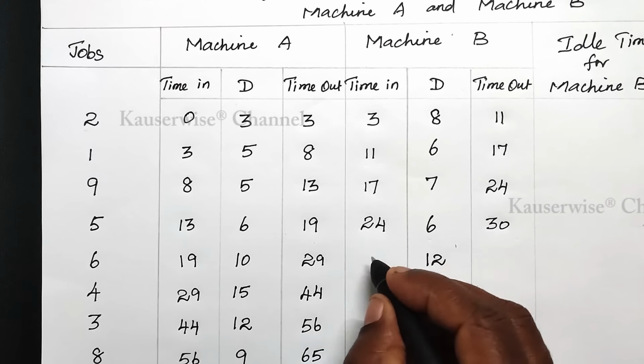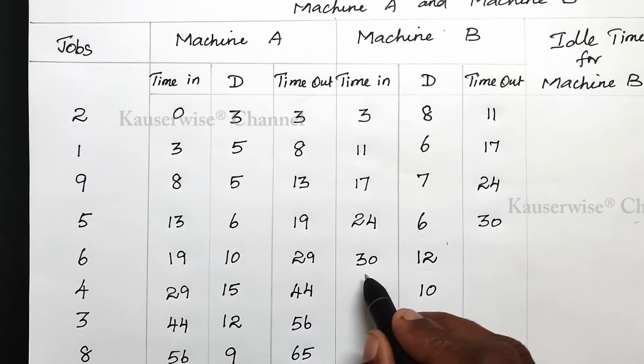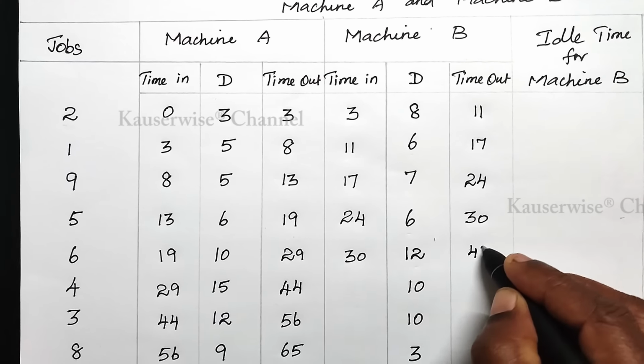Now, this is the greater value. So, 30 is the in time for the next job. 30 plus 12, 42. Okay.